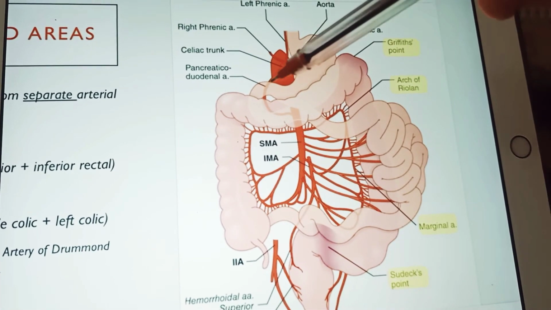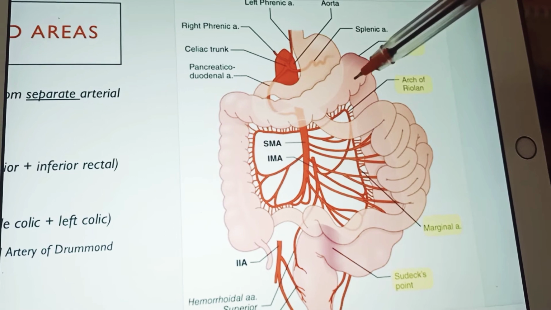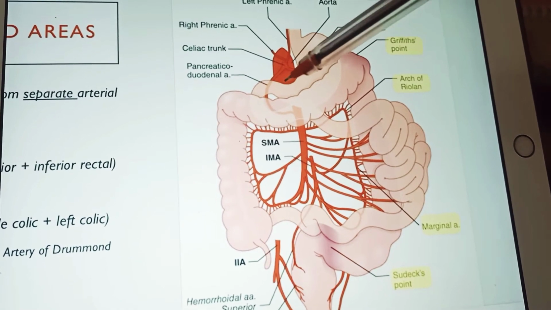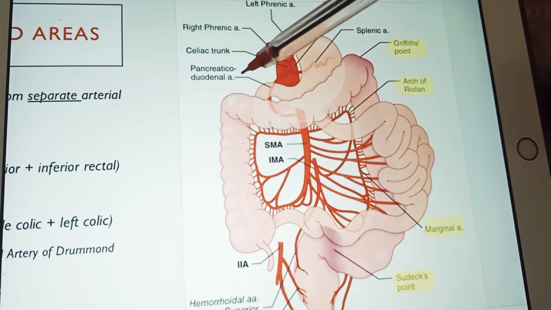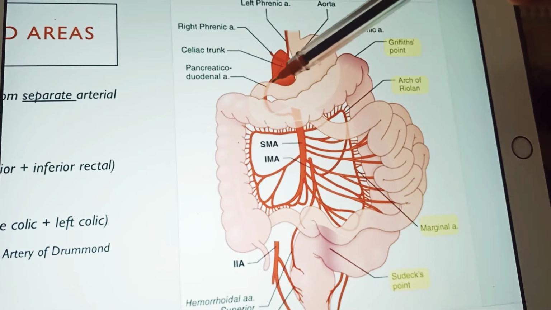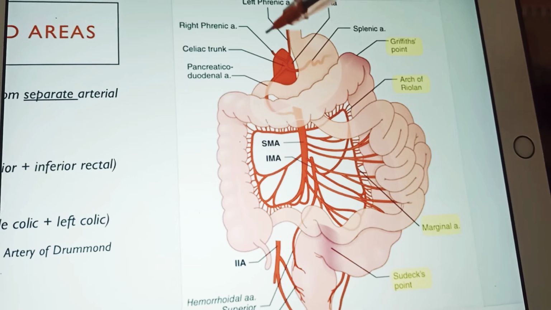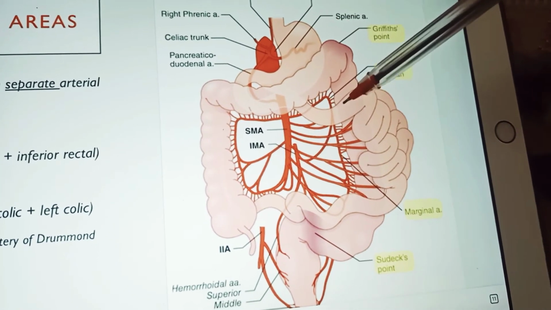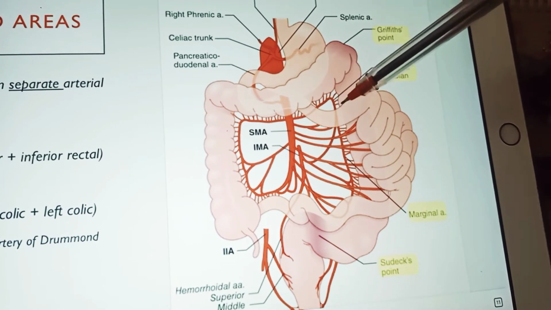The celiac trunk already supplies the duodenum and also the pancreas, but the superior mesenteric artery's branches, that is the superior and inferior pancreaticoduodenal arteries, also supply the duodenum and pancreas, so they are getting dual supply. And the next area is the splenic flexure. This is called the splenic flexure.